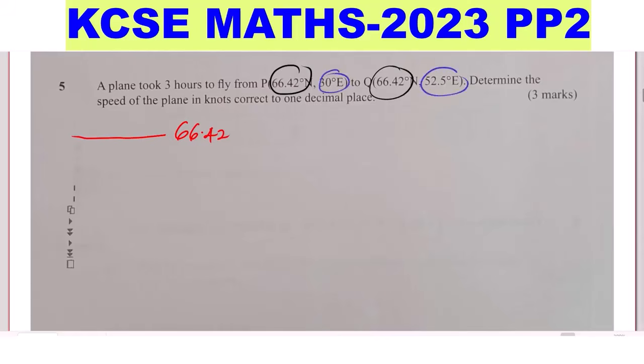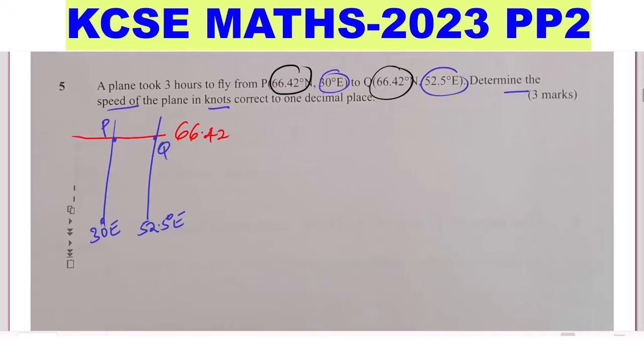The longitudes are different, but both of them are to the east. So one is 52.5 degrees east and another one is 30 degrees east. So this is how you have point P, this is how you have point Q. So you notice that these places are located along the small circle or the circle of latitude. So the question is, how do you determine the speed in knots?